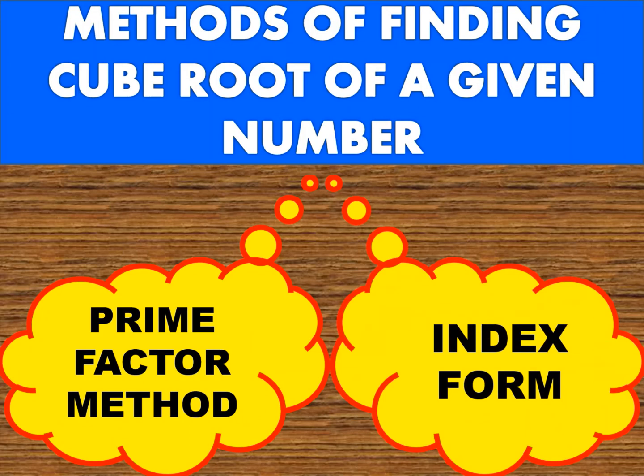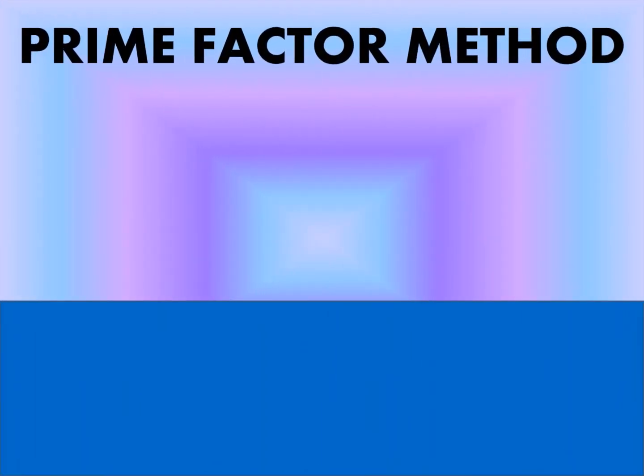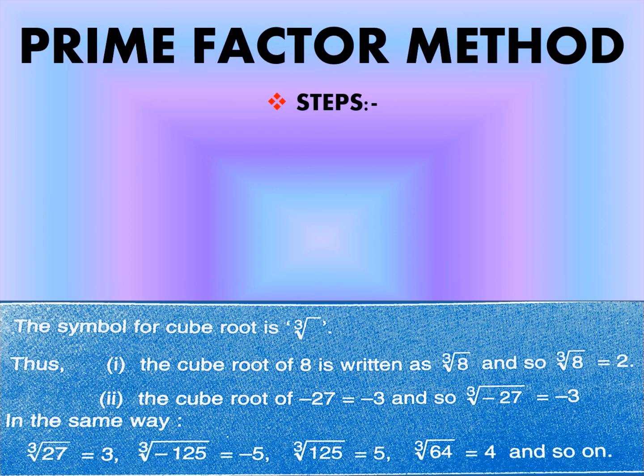Now, there are two main methods of finding cube root of a given number. The first is prime factor method and the second is known as index form. So firstly, we will learn by the prime factor method. The symbol for cube root is shown in the picture.